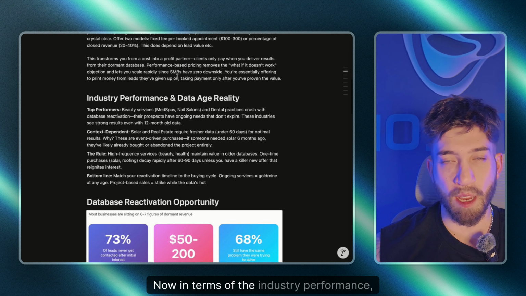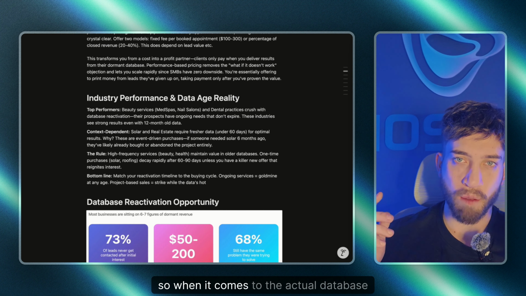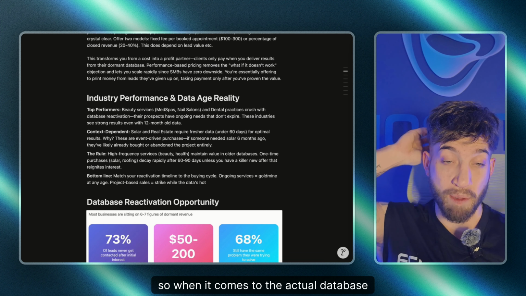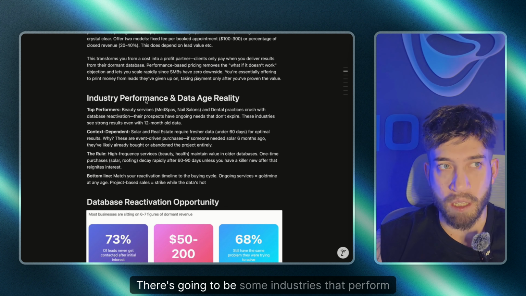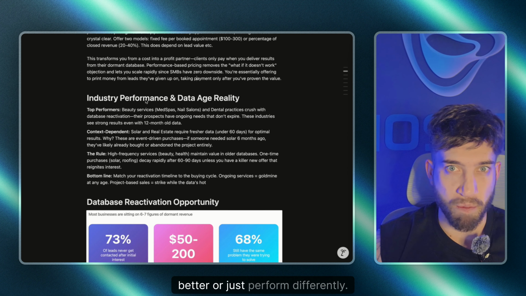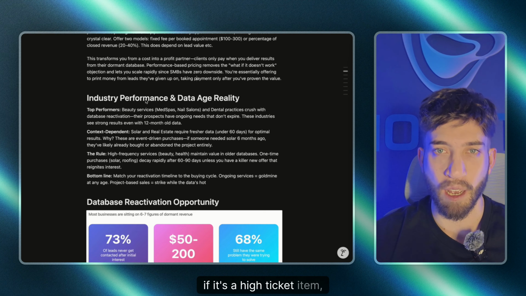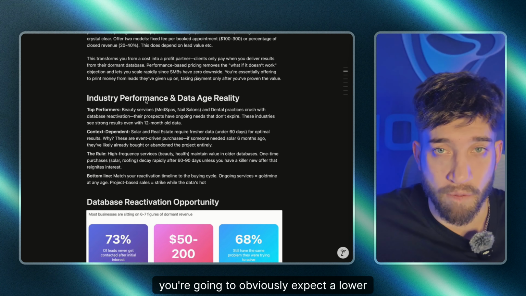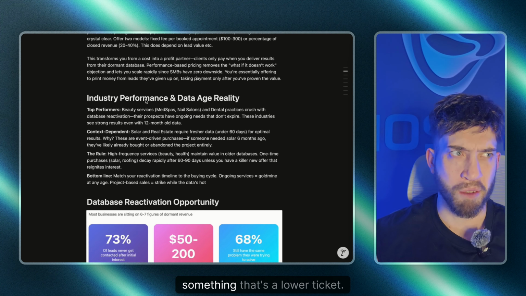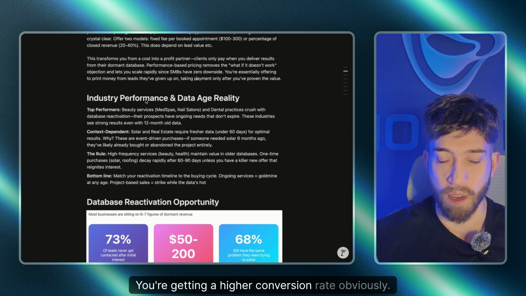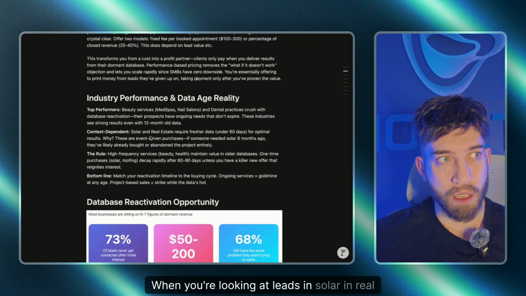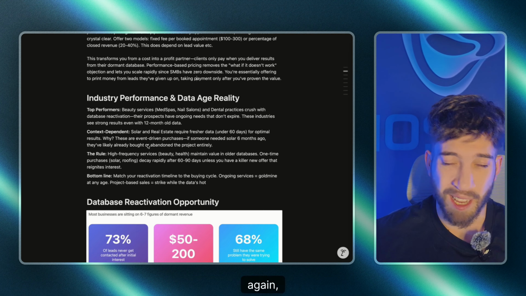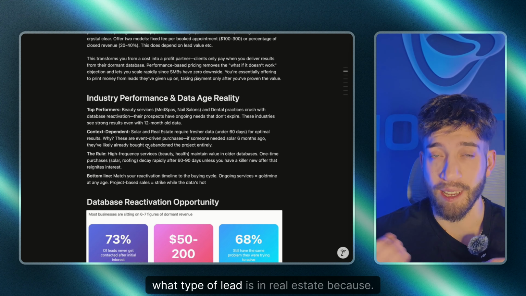Now, in terms of industry performance, when it comes to the actual database reactivation offer, this is just a bit of info, right? There are going to be some industries that perform better or just perform differently. As I said, if it's a high ticket item, you're going to expect a lower conversion rate on a per lead basis than something that's lower ticket, where you're getting a higher conversion rate. So it is context dependent. When you're looking at leads in solar and real estate, again, it depends on what type of lead it is in real estate.